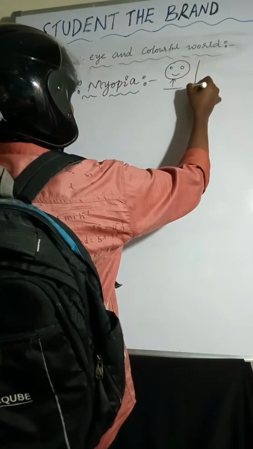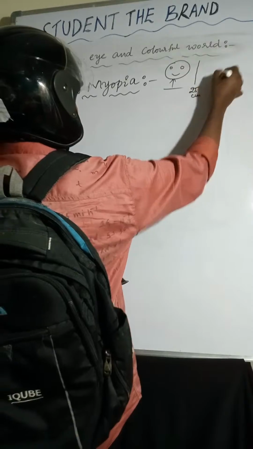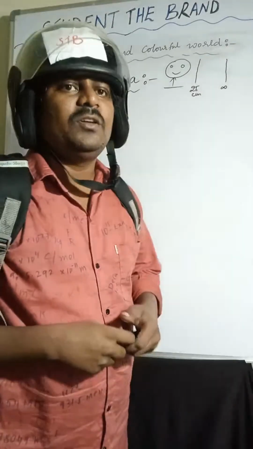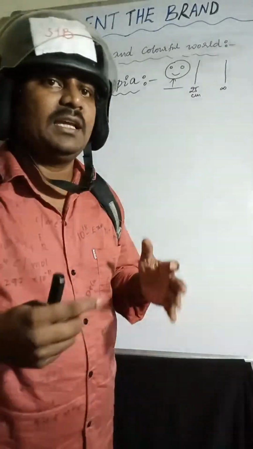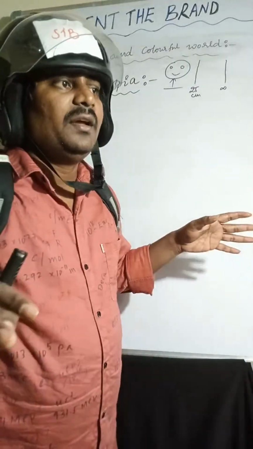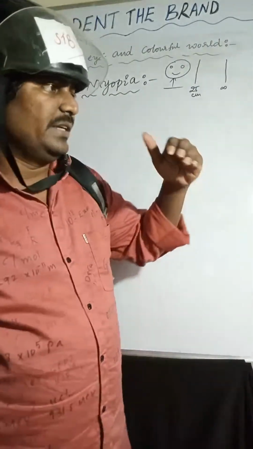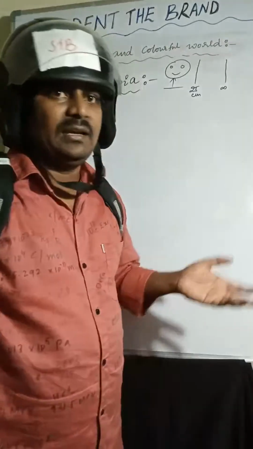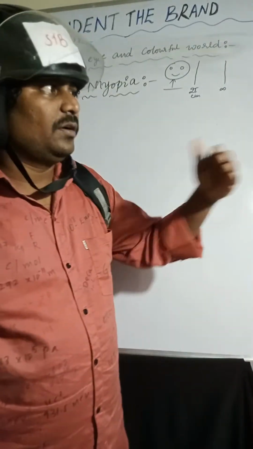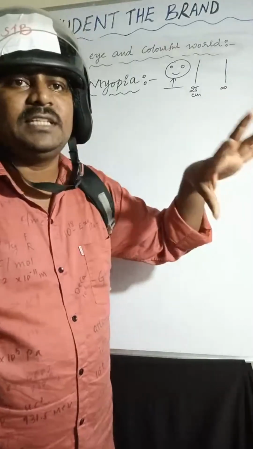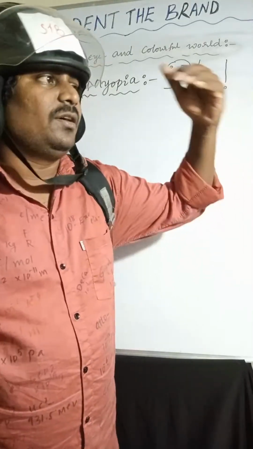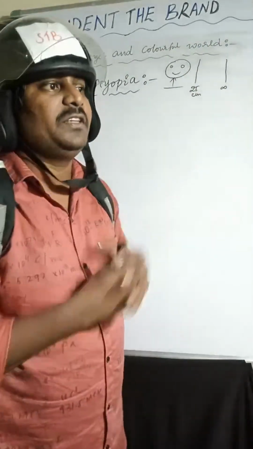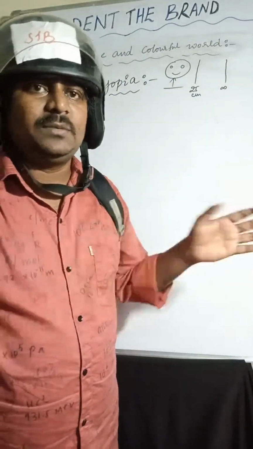You can see 25 centimeter, which is the minimum distance up to which a person is able to see distinctly, that is, without any problem. If you take 25 centimeter, you are able to see clearly until 25 centimeter. Beyond that point you can see, but below that point you can't. So 25 centimeter is the near point, a fixed point.